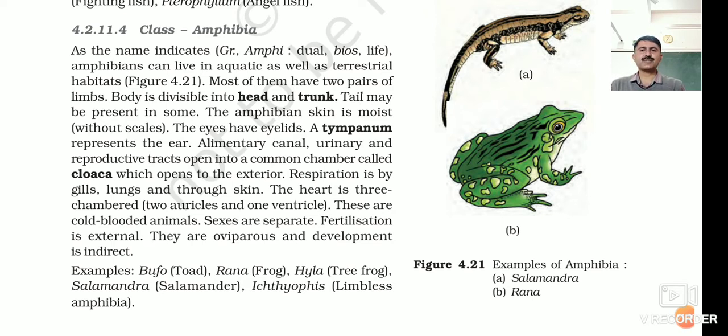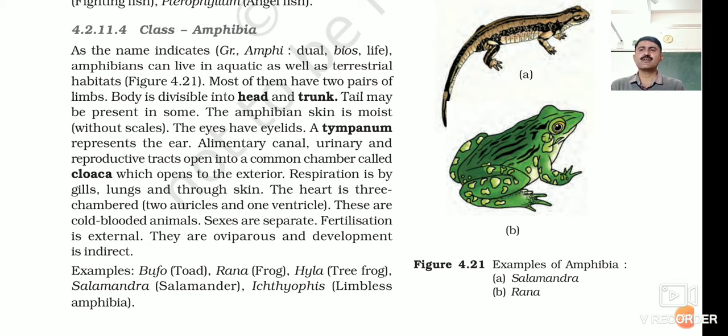Now, these are the first land vertebrates. It is assumed that they evolved in the Devonian era. During that time, they were the first animals who came out from the water and started living on land. They have limbs in place of fins. Fins can be seen in their larvae, like in the frog, where tadpole larvae have fins.